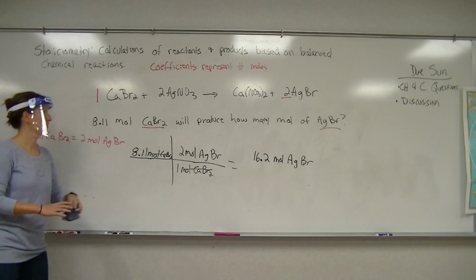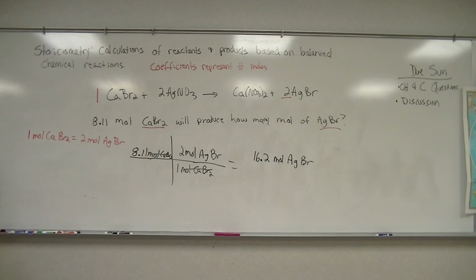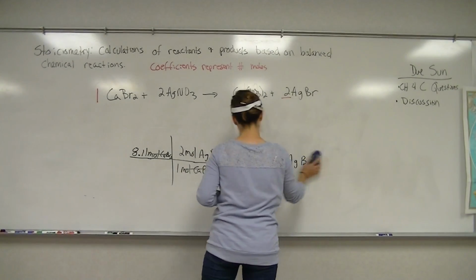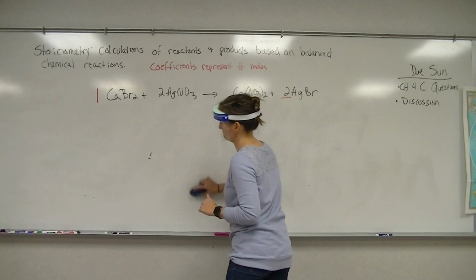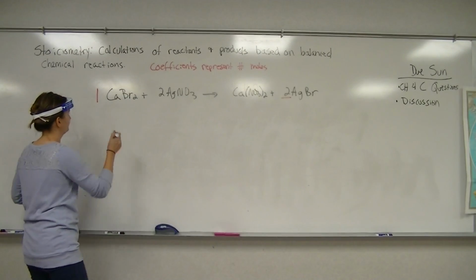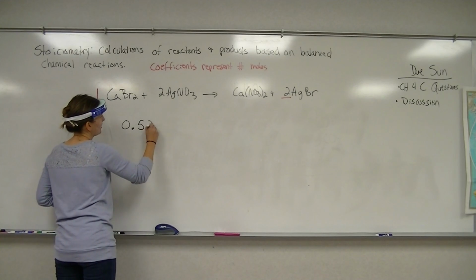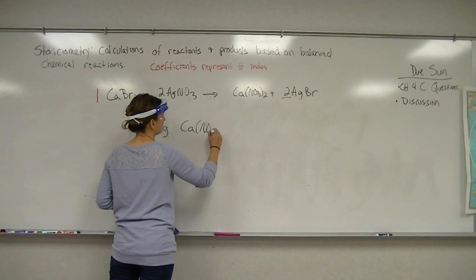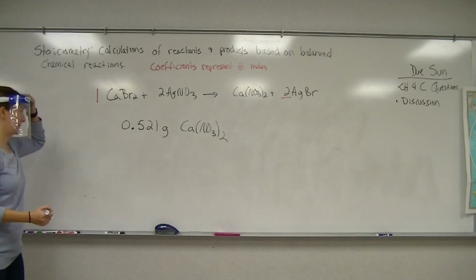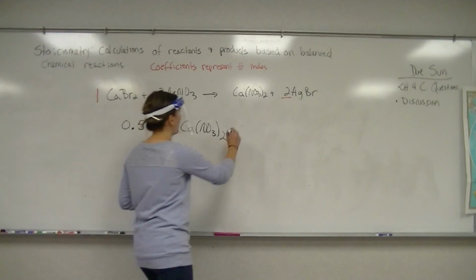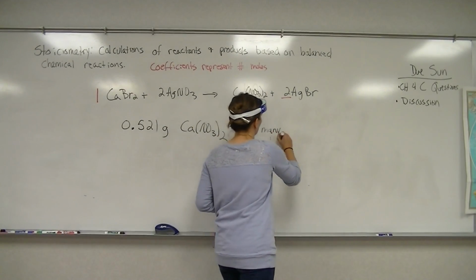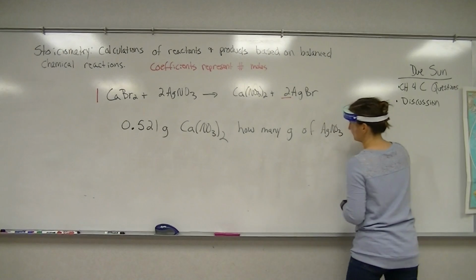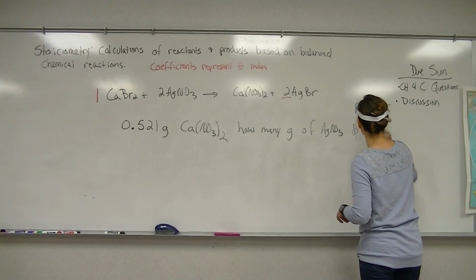Try another one? All right, I'm going to use the same balanced equation, and we're going to do a little bit more difficult one. So let's say we wanted to make 0.52 grams of calcium nitrate. That's how much I want to make. So how many grams of silver nitrate do we need?